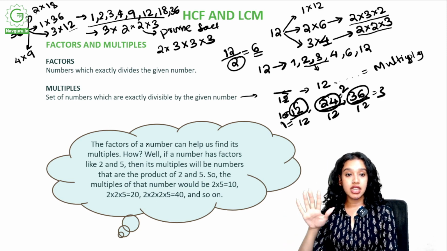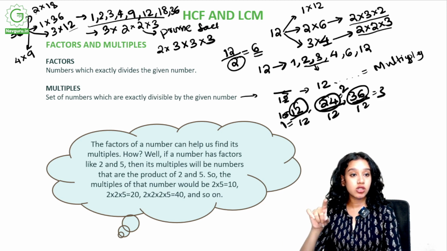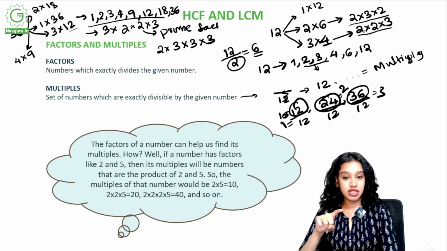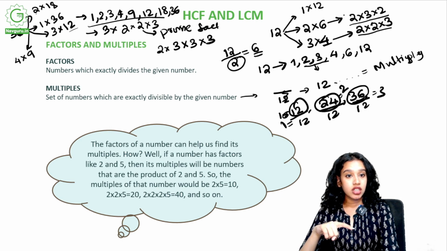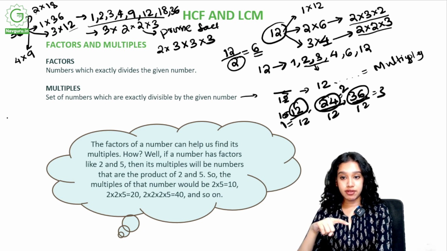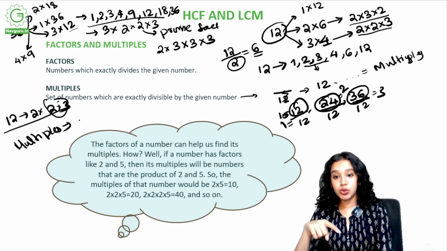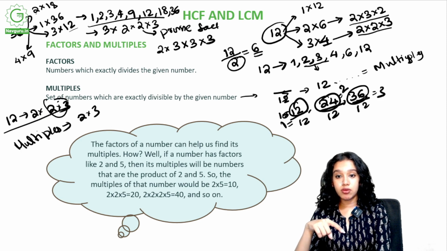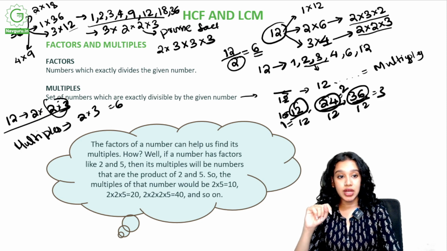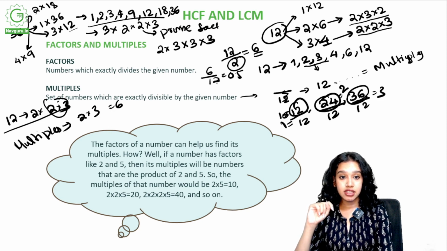So basically, we got a number with the factors 2 and 3, right? Here the factors are 2 and 3. So here we got 12, and we know that the factors are 2 into 2 into 3, right? Now what are the multiples of this number? Multiples of this number would be the combination of these numbers 2 and 3. So 2 into 3 is equal to 6. Is 6 a multiple of 12? Yes, it is, because 6 by 12 gives us 0.5, right?